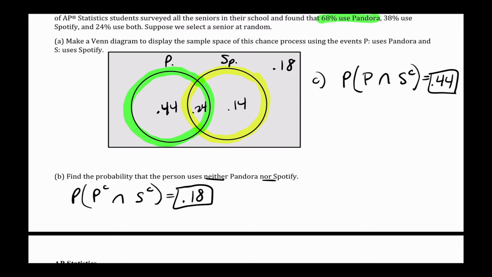Let me give you an or one. Number 4 is an OR one. Give you a hint: use the formula. What's the probability that a person is not Pandora, doesn't use Pandora, or uses Spotify?